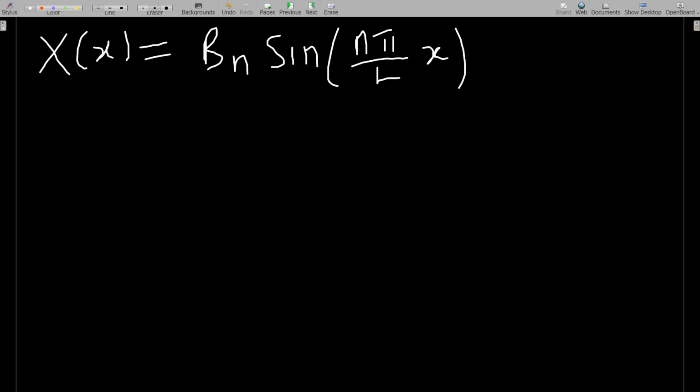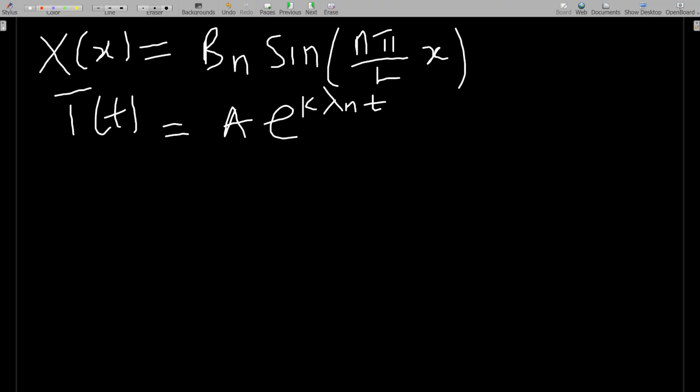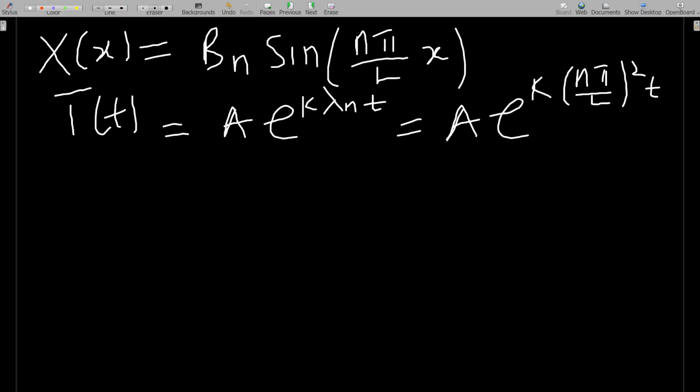Okay, this is what you have, and we said that T of t will then be equal to, what was T of t? a e to the power k lambda n t. Now the reason why I'm writing lambda n is because the lambda we found here is actually lambda n, not just lambda. Then this is a e to the power k, and lambda n is giving us n pi over L squared t. Okay, so we keep this.